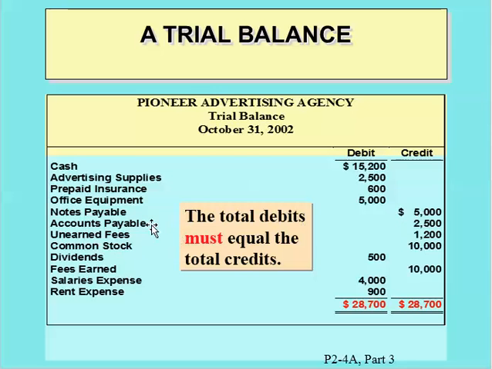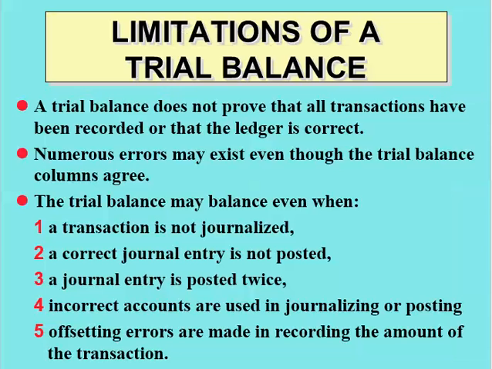So you're just taking that information from the ledger and writing it down, and then we want to make sure that our debits end up equaling our credits. And if they don't, as I said, you made a mistake. So there are a few limitations to the trial balance.